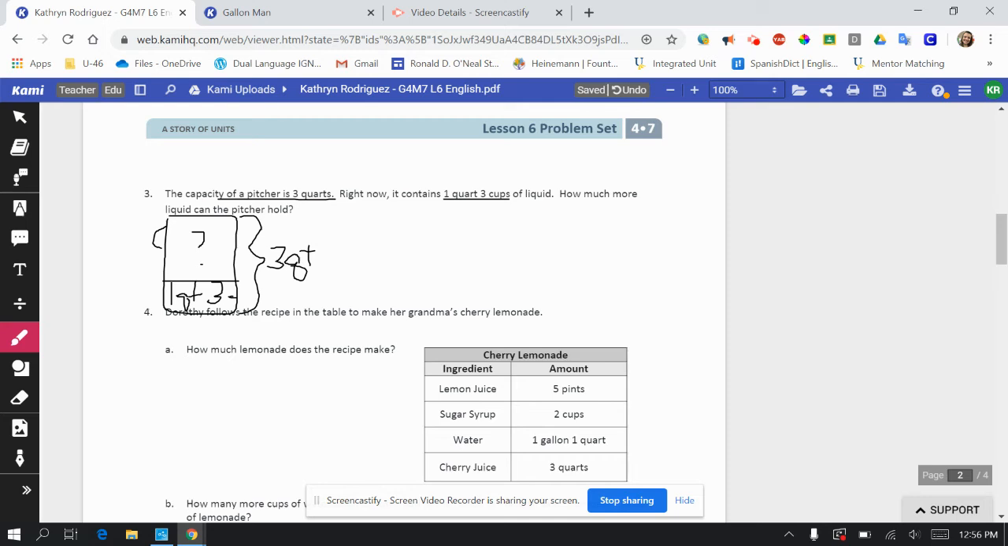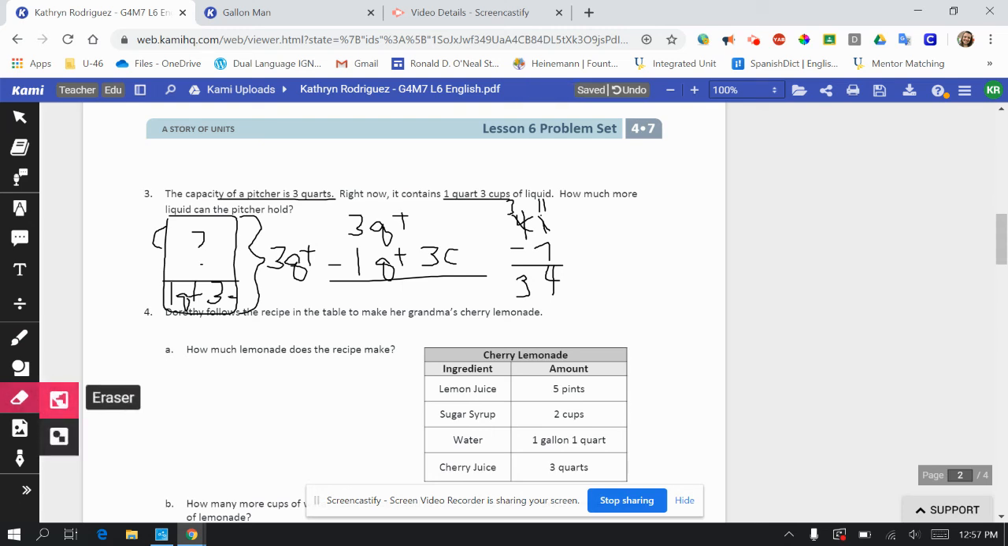How much more? So here's my question. I will need to add, subtract, multiply, or divide. I will need to subtract. So I'm going to go ahead and get this ready. 3 quarts minus 1 quart and 3 cups. Now you'll remember in problems like, let's go with 41 minus 7, you need to take from the 4, the borrow, so that you're able to subtract, right? Does that look familiar?